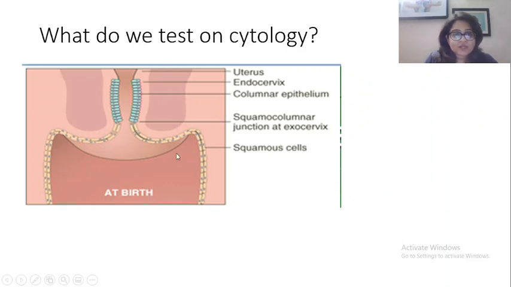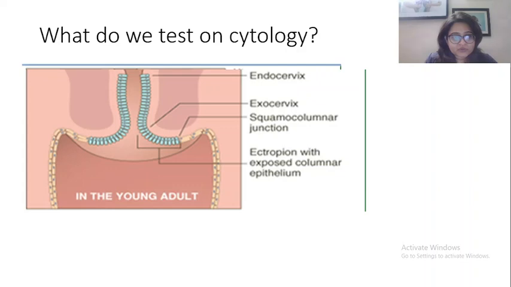All right. What happens now as the woman progresses in age? In the young adult, there is eversion of the cervix. So now columnar epithelium is coming and lying outside, on the ectocervix. This is called an ectropion, with exposed columnar epithelium. Now, as her age increases further, this exposed columnar epithelium undergoes squamous metaplasia.